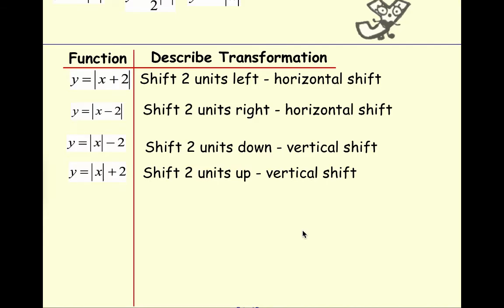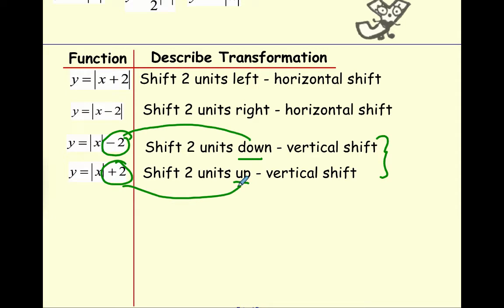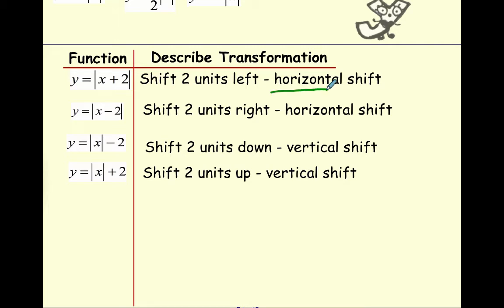So let's go ahead and stop for a second and just summarize a couple things. When that value that we're adding or subtracting is outside of the parent function, it results in a vertical shift. -2 goes with down, +2 goes with up. But when that constant that we're adding or subtracting is inside the parent function with the x, it results in a horizontal shift. Specifically, that +2 causes the graph to shift left, and that -2 causes the graph to shift right.